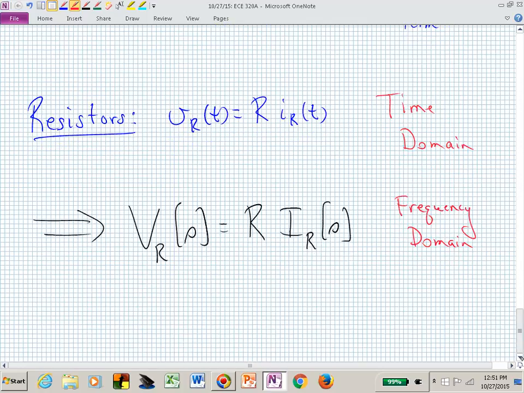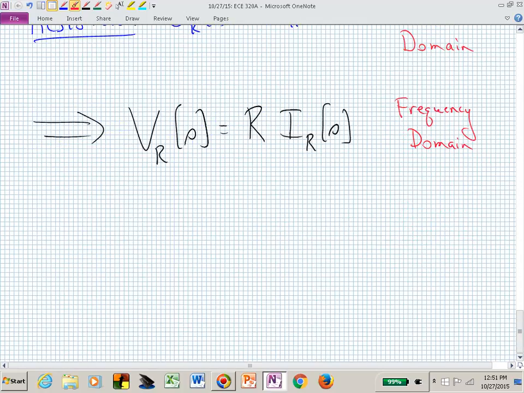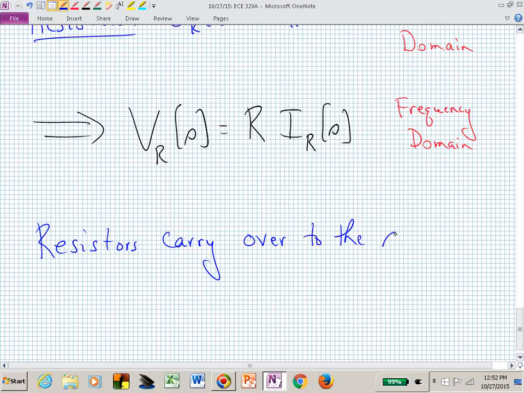relationship of a resistor, which allows us then to say, if we had any resistors in our circuit, those just immediately carry over into the S-domain circuit with exactly the same value and in exactly the same location and interconnection structure. The resistor carries over, or resistors carry over, to the S-domain without any changes, or unaltered.